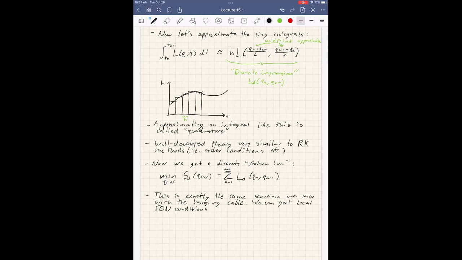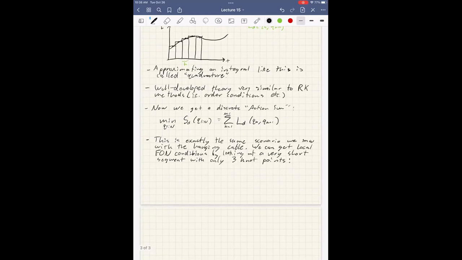I'll do it explicitly. Let's look at, when we did the cable, remember we did the dynamic programming version where we zoomed in and looked at one little segment. So we'll do that here again. Say with only three knot points. This is just me zooming in. I can always look at a tiny chunk of a trajectory. If I did that explicitly, I'm going to get this guy evaluated at Q1, Q2, plus this guy evaluated at Q2, Q3.